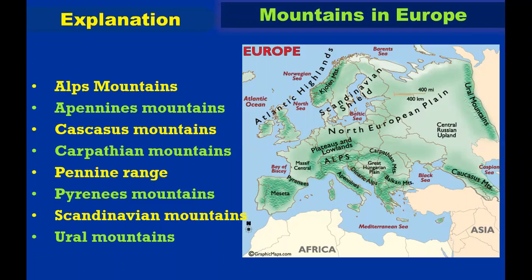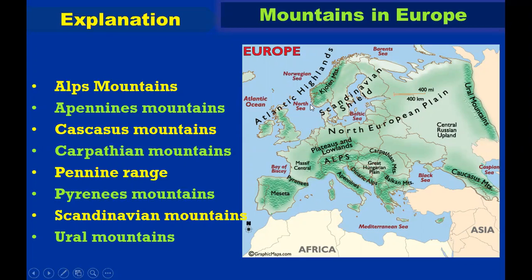Now let us see the mountains which are present in Europe. Yes, we have the Alps, and the Alps are covered with ice. In Italy we have the Apennines, and the Pyrenees separate Spain and France. And here we have the Ural Mountains. So we can find many mountains here.